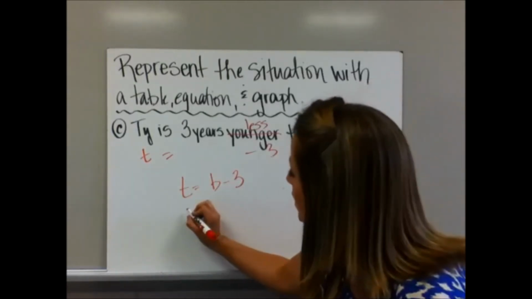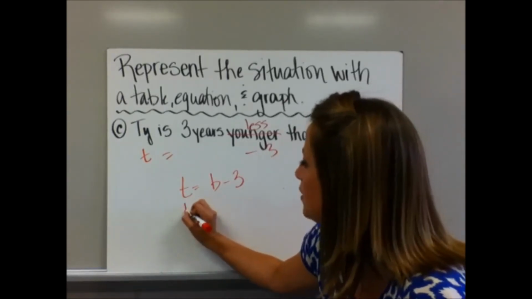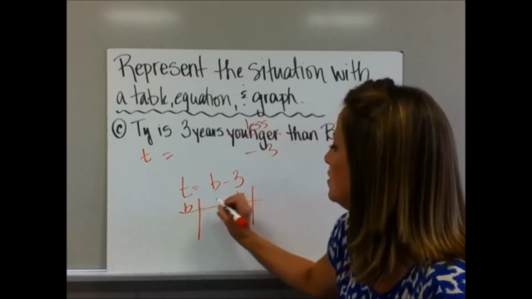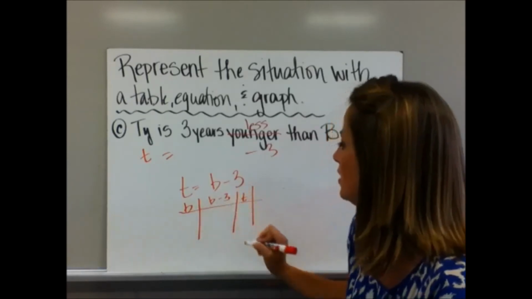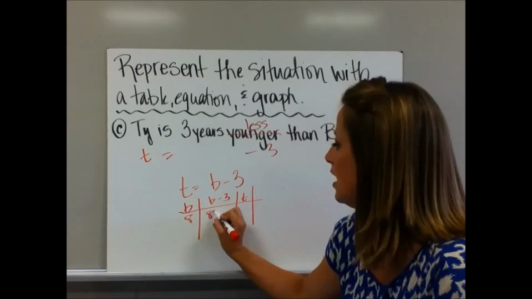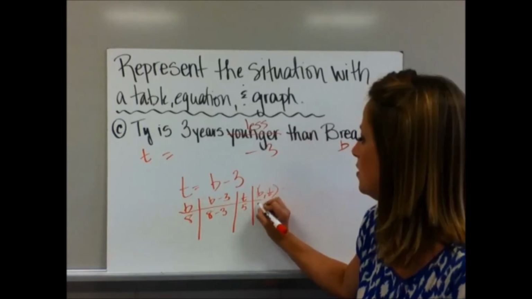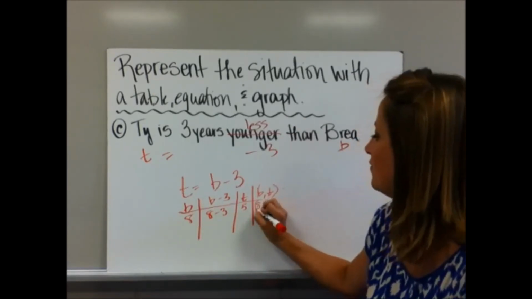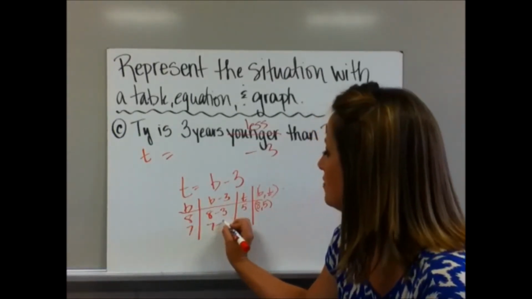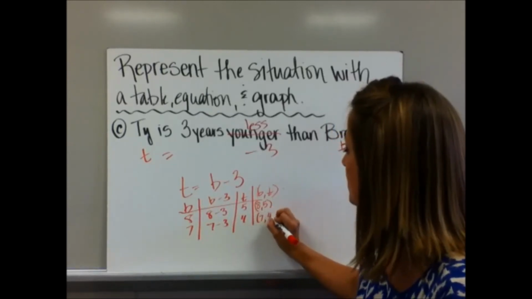Now let's make a table. So Bria, we'll make it like your x value. So Bria, then you have your equation, Ty. B minus 3. So if Bria is, let's say, 8 years old, 8 minus 3 is 5. So an ordered pair for that would be 8, 5. Okay, let's say Bria is 7 years old. 7 minus 3 is 4. So Bria would be 7, Ty would be 4.